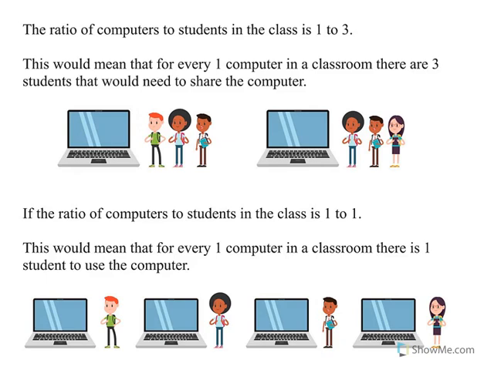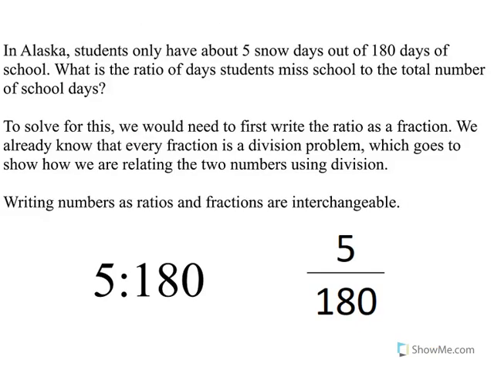Now, let's take a look at a few examples in context. In Alaska, students only have about 5 snow days out of 180 days of school. What is the ratio of days students miss school to the total number of school days? To solve for this, we would need to first write the ratio as a fraction. We already know that every fraction is a division problem, which goes to show how we are relating the two numbers using division. Writing numbers as ratios and fractions are interchangeable. Both of these mean 5 to 180.